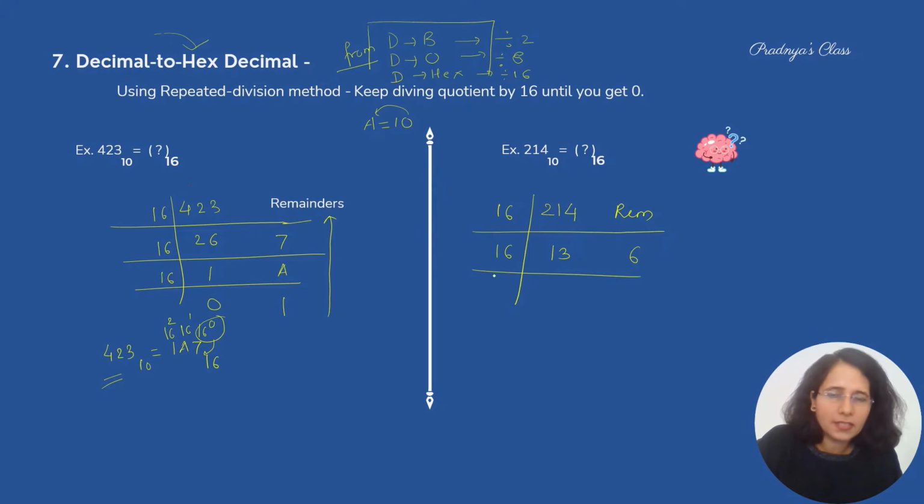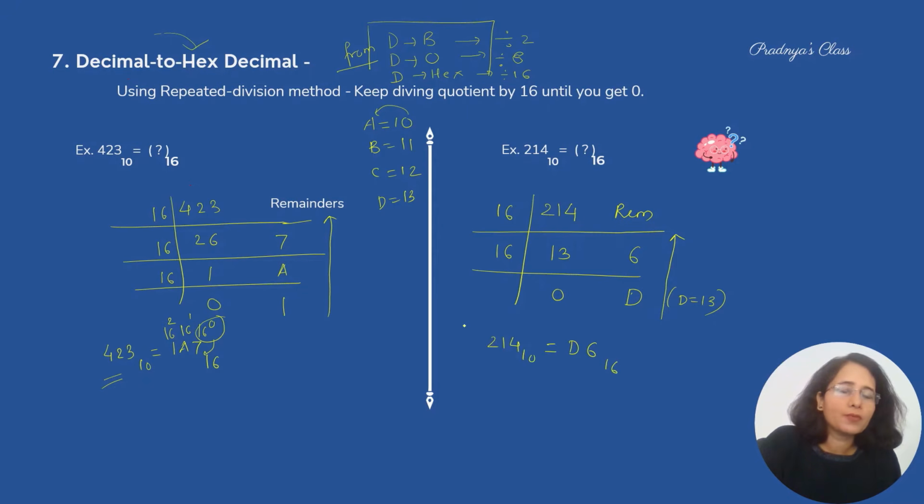Again divide by 16. Now we cannot divide, so 0 times, and the remainder will be 13, but we cannot write 13, you know. So B will be 11, C will be 12, and D will be 13. So we are getting 13, which means we have to write D here, because D equals 13. Taking the remainders from bottom to top, we got the answer D6.